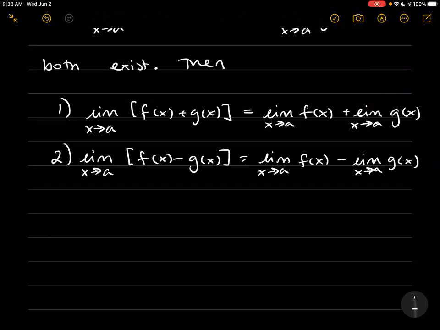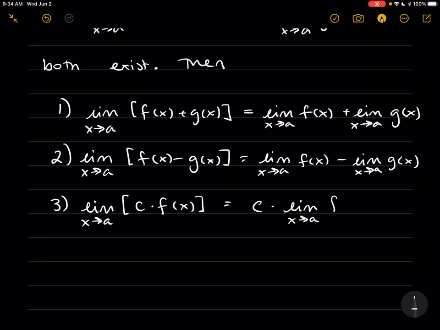Cool. The third limit law is if you have the limit as x goes to a of some number c times f of x, your function, you can pull that c out in front of the limit. So this is equal to c times the limit as x goes to a of f of x. This one's pretty nifty.